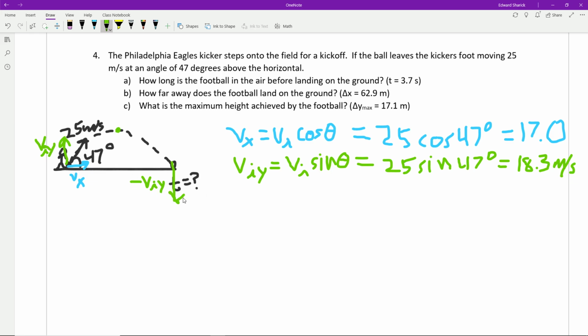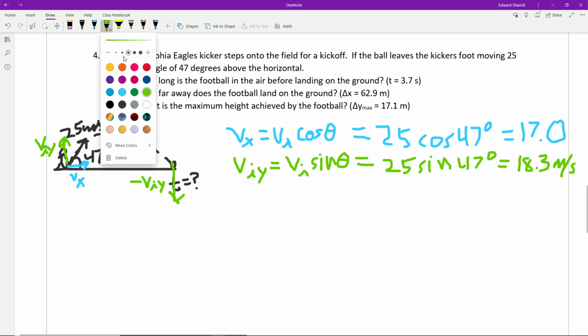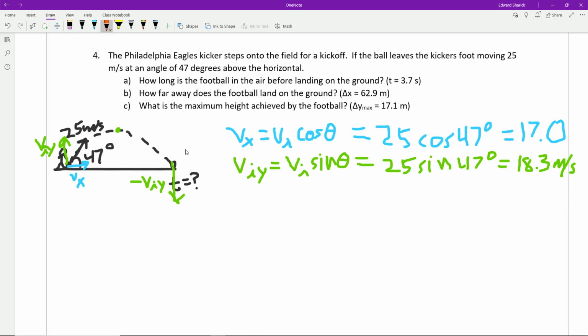So this is the key. This is really the key to solving this problem. And there's another thing you can do. You can set delta y equal to 0. So if I wanted to, I could set delta y equal to 0 because my y direction displacement didn't change. If I look, I started here and I ended here, and so my height values are the same.